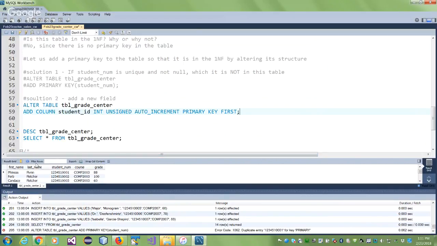Okay, so that's done. Then the describe table, for your information, describes the table structure. It will display the table structure. That's what describe does, okay? And the select statement displays the records of the table.